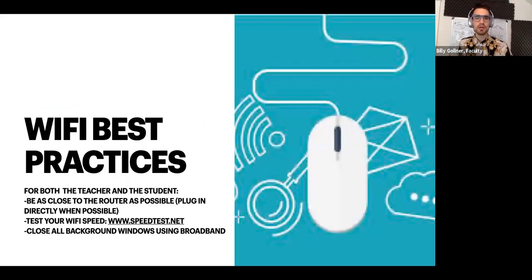The next page that we're going to talk about is Wi-Fi best practices. For your Wi-Fi, this is for both you and the student. You're going to want to be as close to the router as possible. If you can, you want to plug your computer directly into the Ethernet cable. What this does is it makes sure that the internet going into your computer is as fast as possible.